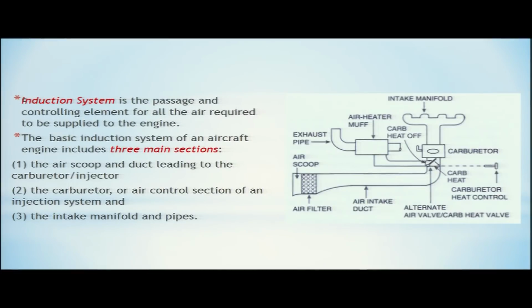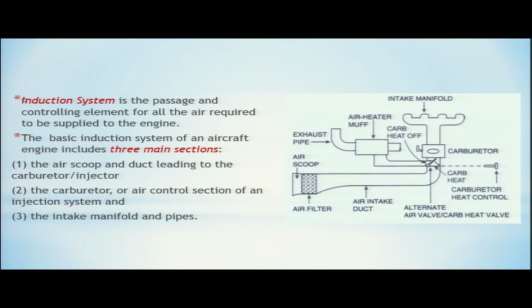Some aircraft may have carburetors, some may have fuel injectors. The basic purpose of the carburetor and the fuel injector is to meter the fuel in proportion to the air. Your air is coming from this inlet through the filter, it is ducted through this passage and enters the fuel air control unit, that is the carburetor. The third part is the intake manifold and pipes.